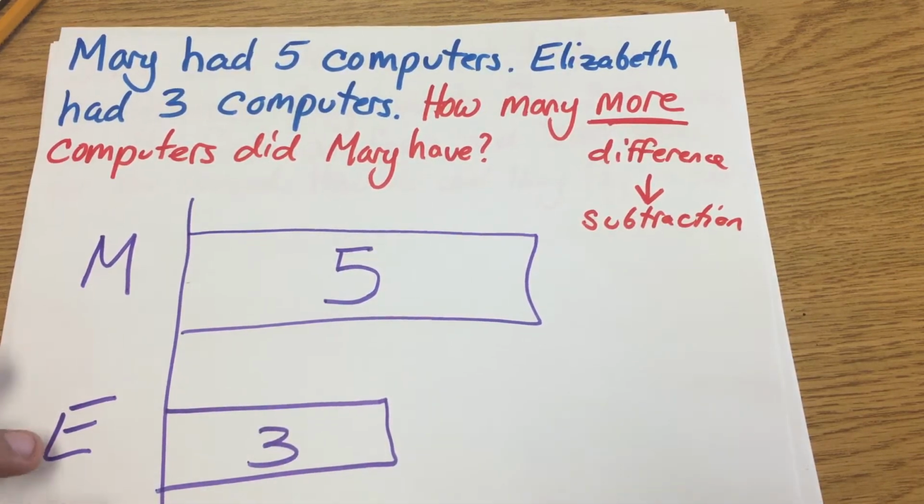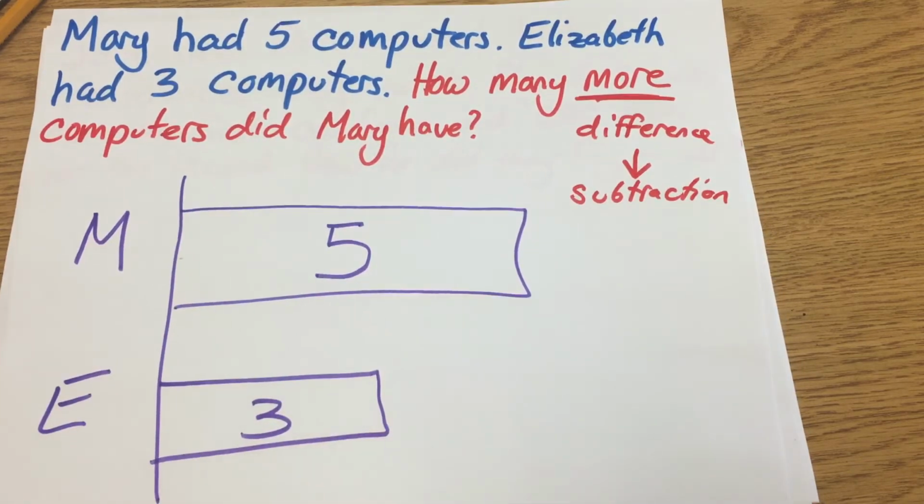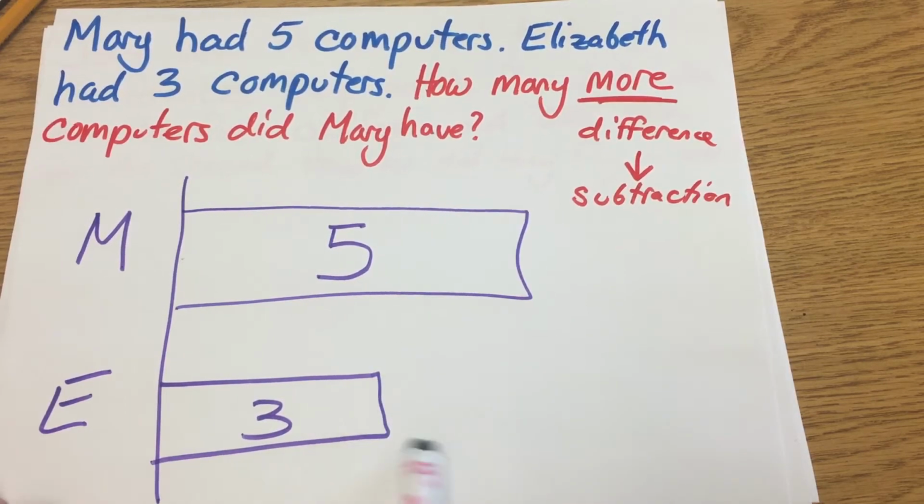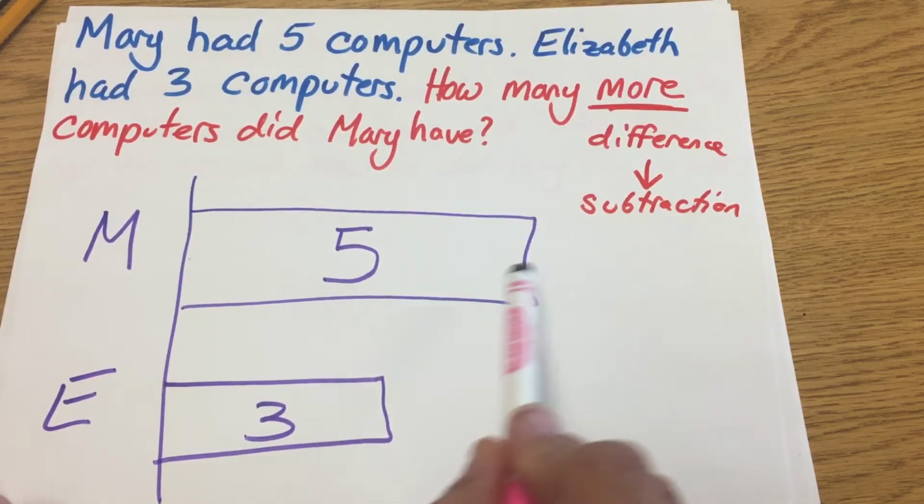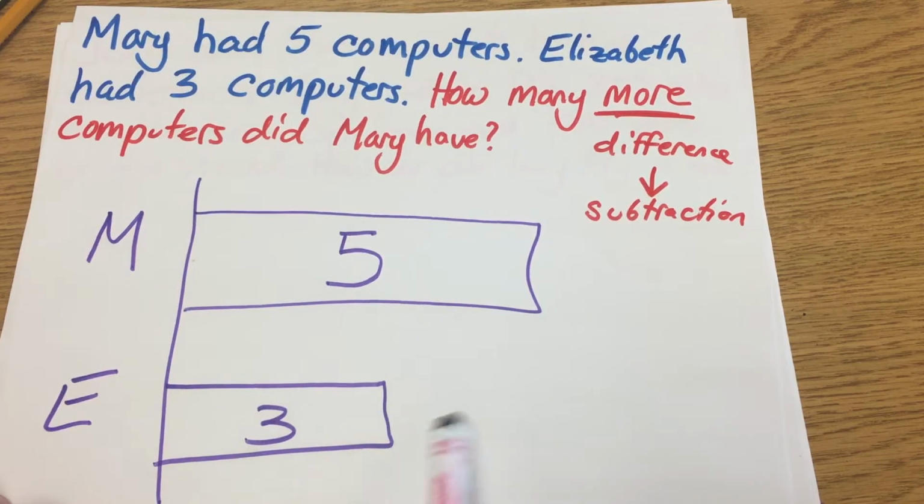But this time, I'm looking to find the difference between the two amounts right here. I'm looking to see how many more computers Mary had. That "more" right here is this space right over here, the difference between this quantity and this quantity.